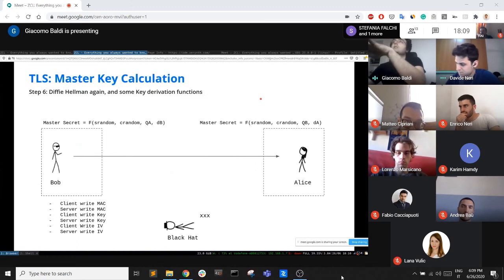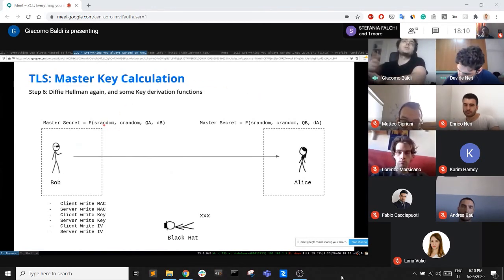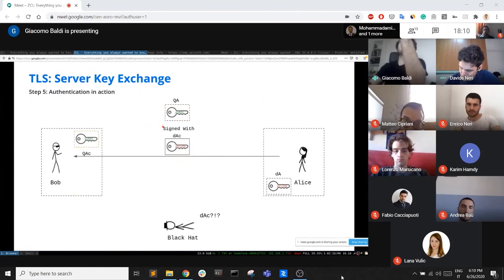We are almost at the end. There are 7 steps. What do we do next? We do some key derivation function, meaning that we use the server random bytes that we sent in step 2, the client random bytes that we sent in step 1, together with QA and QB that we exchanged in this algorithm.